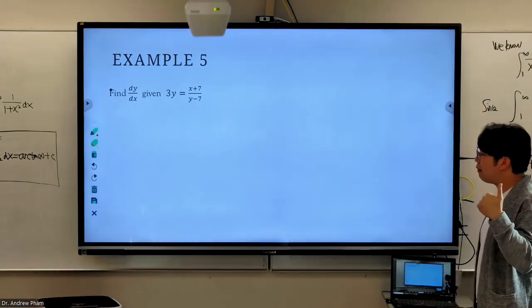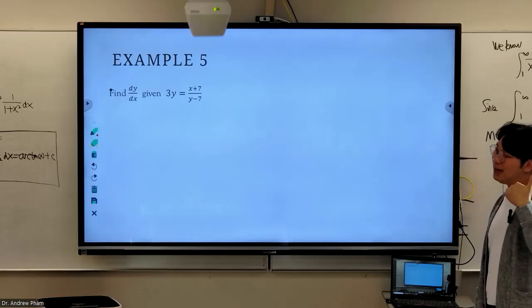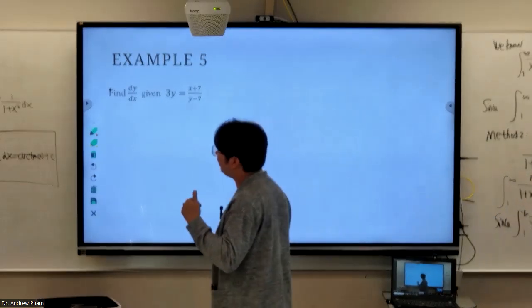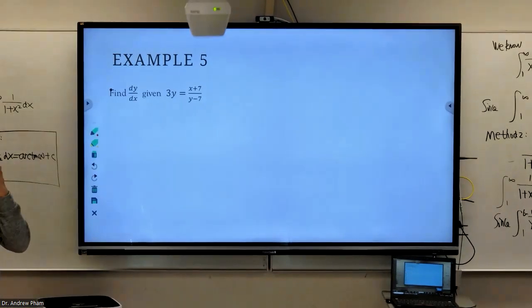So here we're going to jump straight into example 5. Find the derivative dy dx, given that 3y is equal to (x plus 7) over (y minus 7). All right, so first off, clearly this equation is in implicit form. I don't have a plain y is equal to whatever.